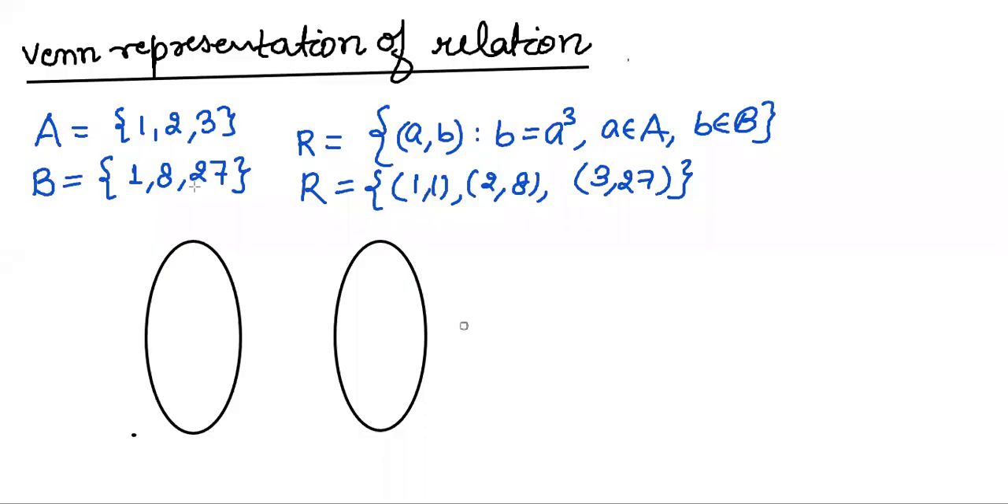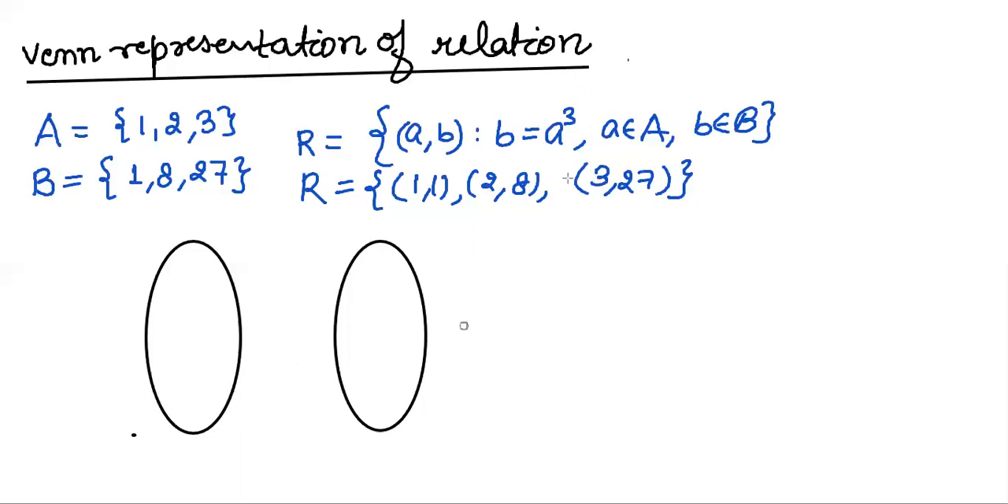So we will discuss the Venn representation of a relation, meaning by using a Venn diagram we will represent this relation. I have taken the same example. Set A I have taken 1, 2, 3. Set B I have taken 1, 8 and 27. The condition for the relation I have taken is b equals a cube. So I have written (a, b) such that b equals a cube, where a belongs to A and b belongs to B. According to this condition, the elements of relation R will be 1, 1, 2, 8, 3, 27.